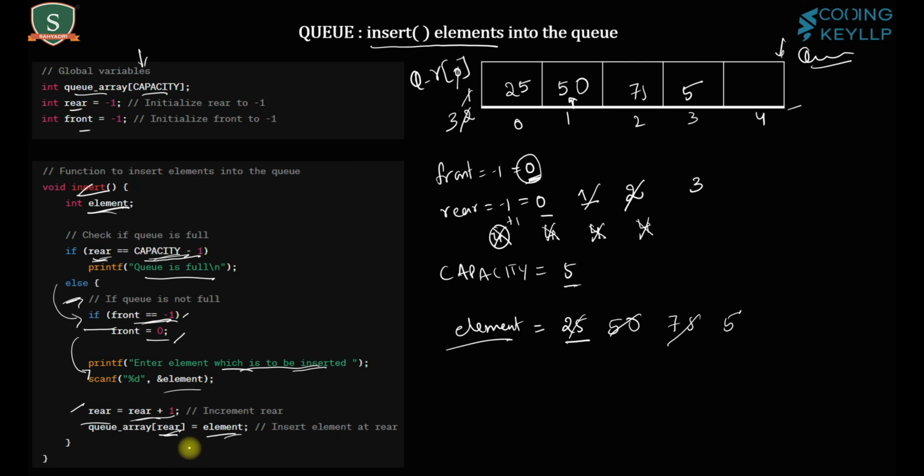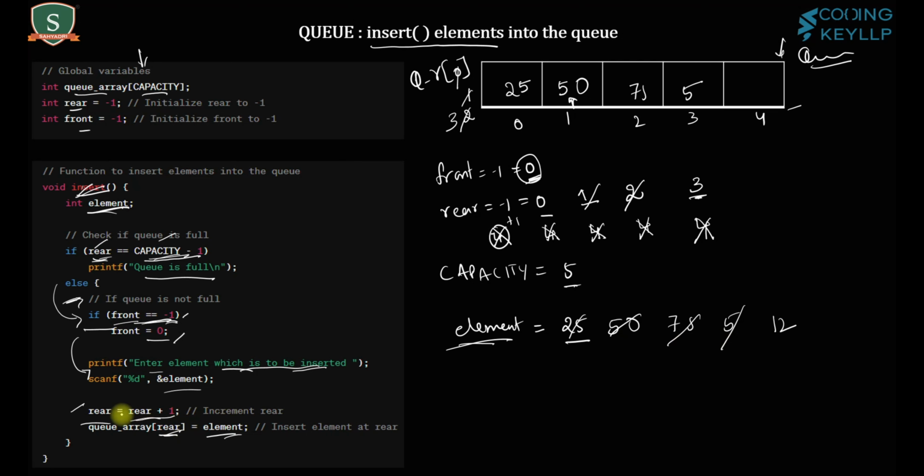Now after that, again someone has called the insert method. What happens? Again the element variable will be created. Here rear is equal to capacity minus 1. Is 3 equal to 4? No, the condition failed. Comes to the else part. If front is equal to -1, is front equal to -1? No, the condition failed. Here it will ask the user to enter the value. Consider I am entering 12.